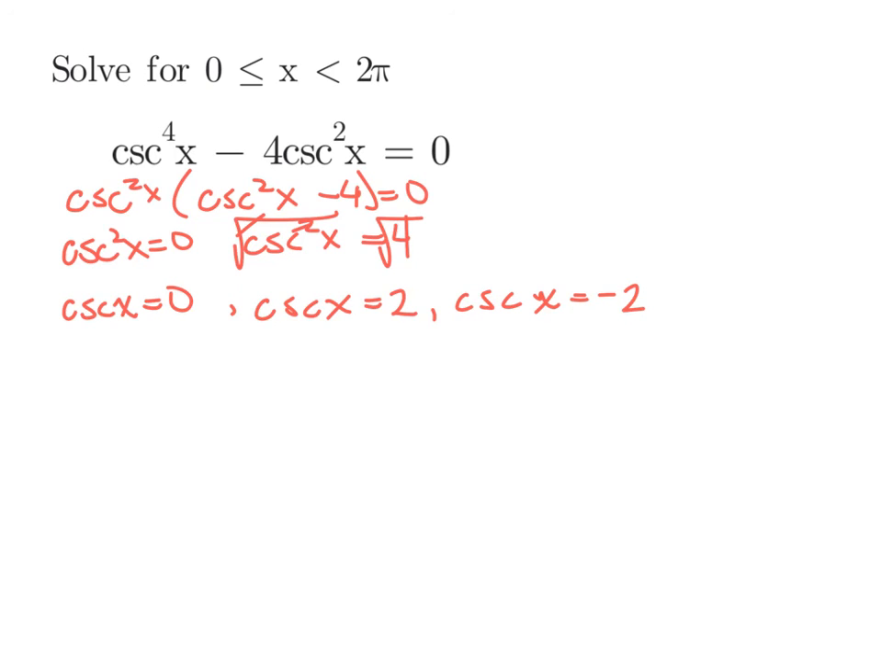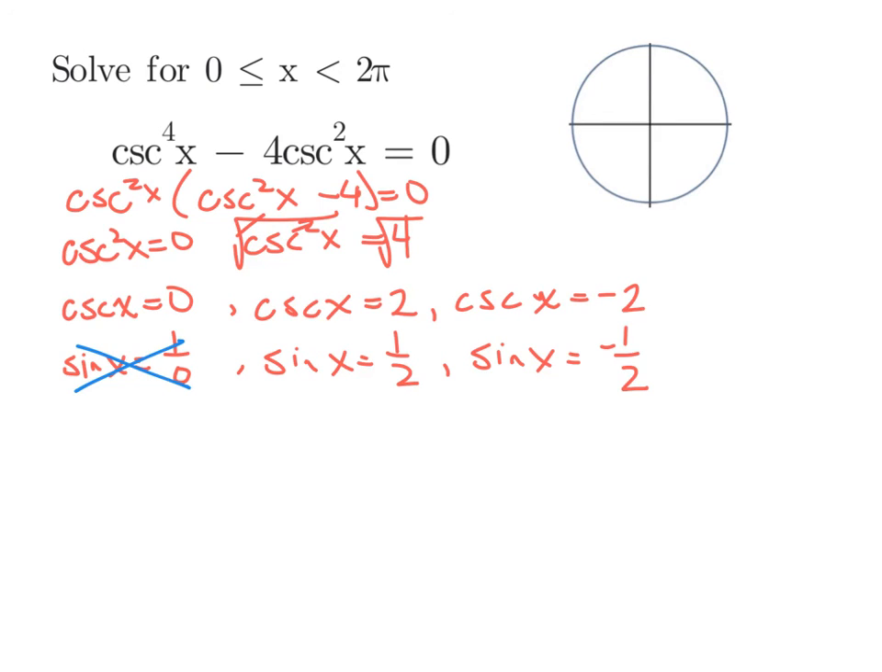Since cosecant is a reciprocal of sine, that would mean that sine is 1 over 0, or sine is 1 over 2, or sine is negative 1 over 2. And of course, sine of x being undefined, that doesn't happen anywhere, so we won't end up with any solutions from here. We just have to think about the sine of x being 1/2 or negative 1/2. So let's go back to our unit circle. Sine is 1/2 at the pi over 6. Okay, so that would mean x is pi over 6.